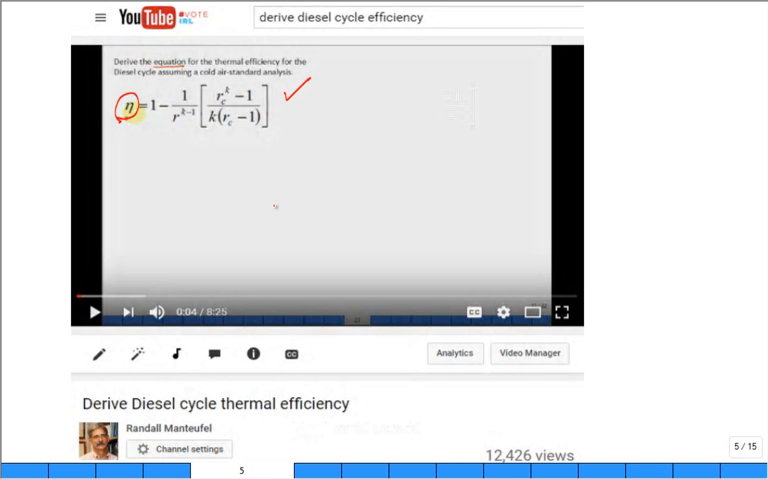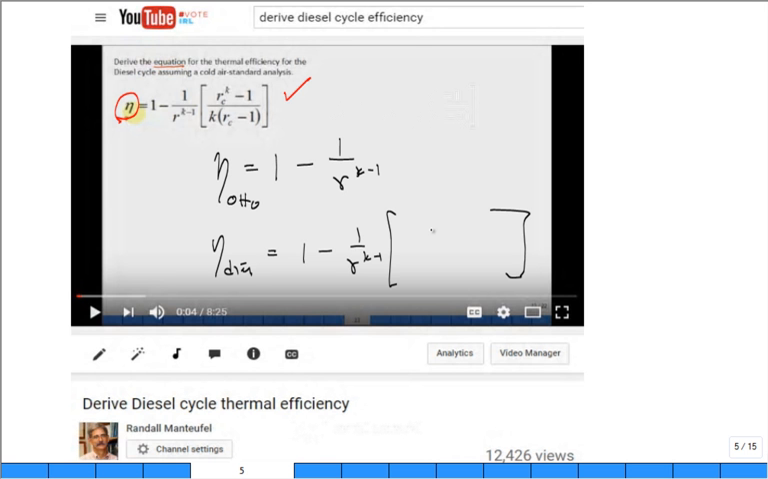Here's the equation. The thermal efficiency, it looks a lot like the thermal efficiency for the Otto. 1 minus 1 over R to the K minus 1. That's the thermal efficiency of the Otto cycle. But what we have for the diesel is the same 1 minus 1 over R to the K minus 1 times what's in this square brackets right here, which is R sub C. I forgot. What is RC, the name of it? Cutoff ratio raised to the K power minus 1 divided by K.